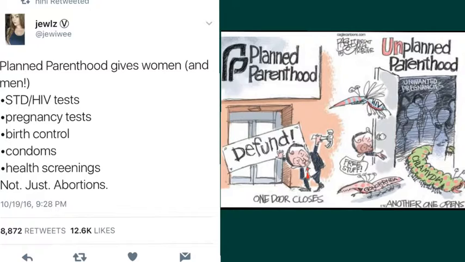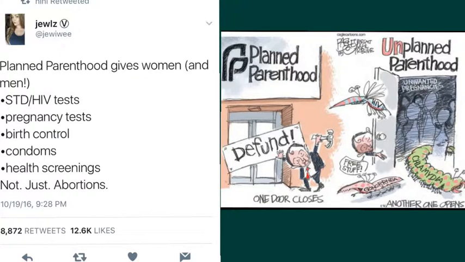Here's an example of how emphasis can be used to compare and contrast two texts. The text on the left is a tweet and the text on the right is a cartoon. The text on the left, or the tweet, addresses the purpose of Planned Parenthood, such as people going there for STD and HIV tests, pregnancy tests, birth control, condoms, health screenings, and mainly abortions. And it also addresses who is able to go there, which is men and women. So the text emphasizes that Planned Parenthood isn't just for women, nor is it just for abortions.